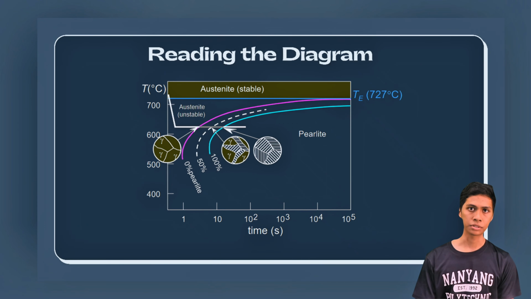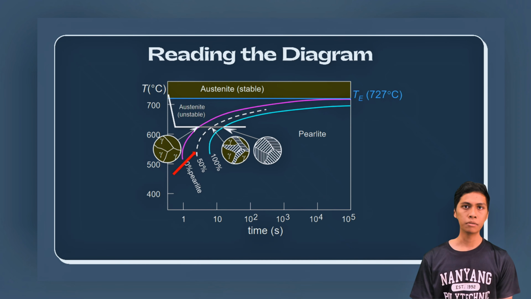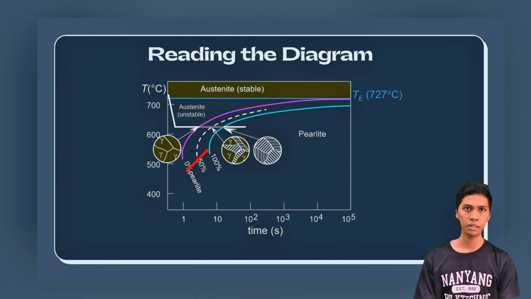The diagram itself is composed of three key curves. First, the curve nearest to the left indicates the moment when a phase transformation begins. The dotted middle curve indicates the 50% transformation, which marks the point at which half of the transformation has occurred. Finally, the last curve shows when the transformation is fully finished.